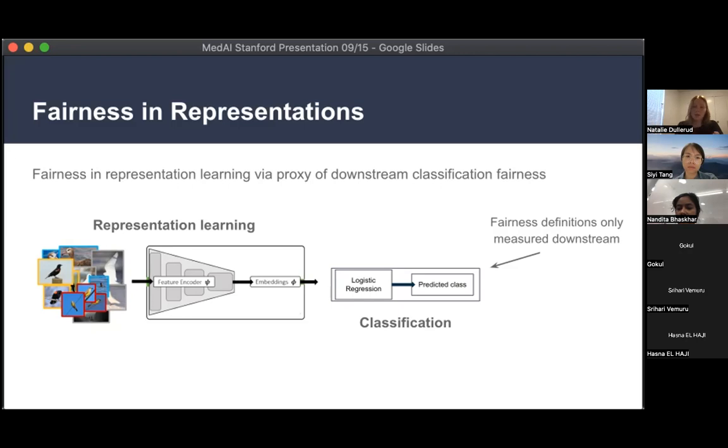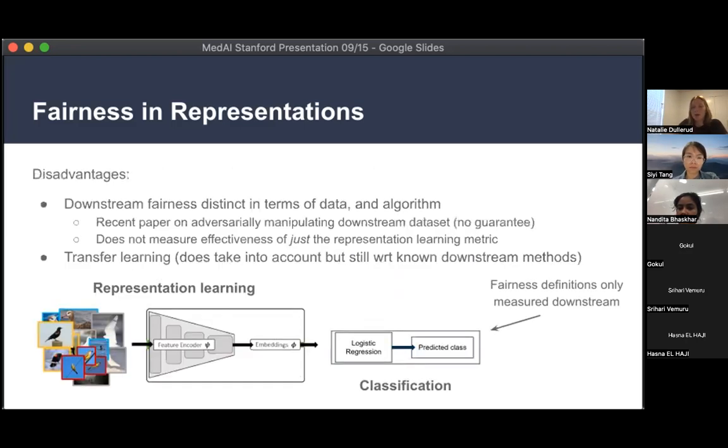For example, training a logistic regressor or some sort of simple linear classifier on our representations, and then using one of these aforementioned fairness definitions to quantify the bias of the representation learning model. So while there is some study of fairness and transfer learning that's been explored in the representation learning literature, the measures of bias are still predominantly in downstream classification as an avenue to measure fairness of the representation learning algorithm or model.